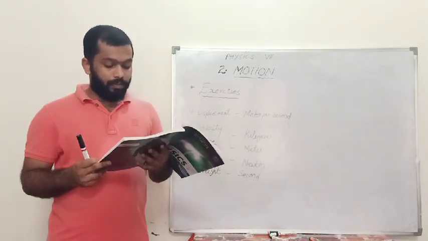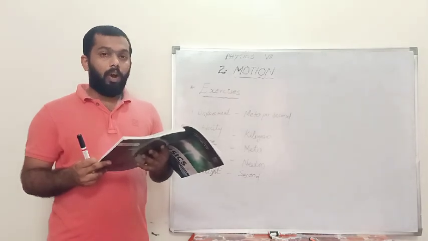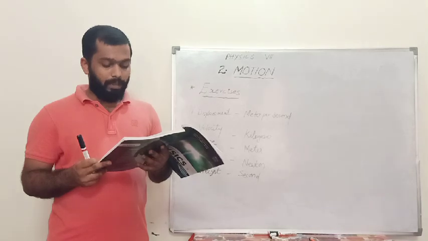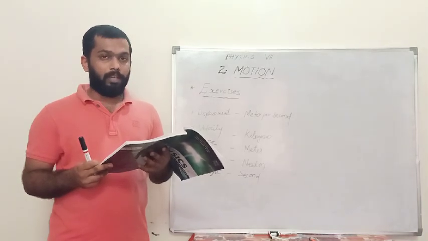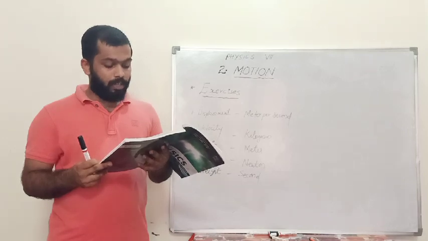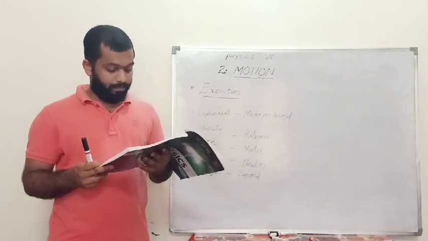10th question, which of the following instruments is used to measure weight? Option A, spring balance. Option B, beam balance. Option C, stopwatch. And option D, thermometer. Answer is option A, spring balance.